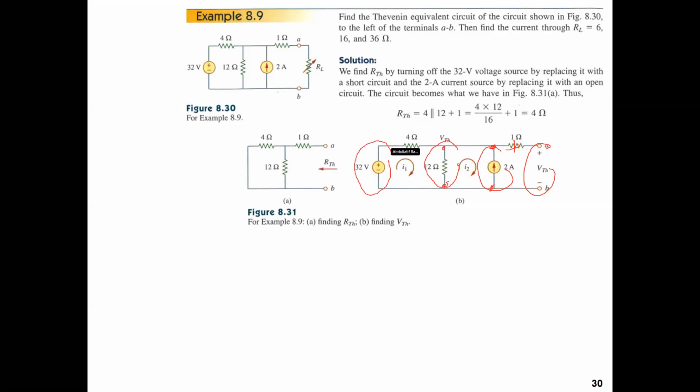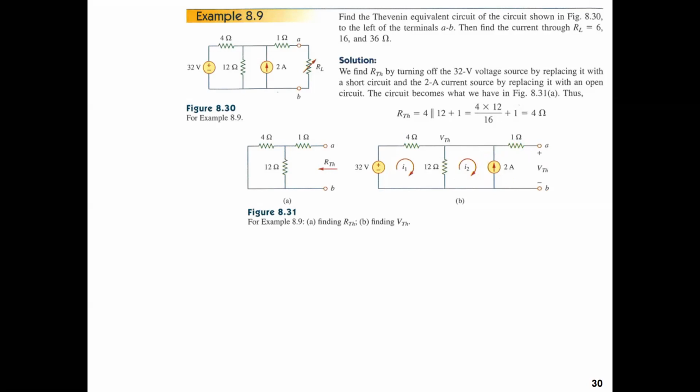Why? Because we have the 4 ohm resistor. So this node here becomes like one node, because again, the 1 ohm resistor has no effect. But if it has effect, you cannot call this the whole node. Yeah, this is one node, but this will be a different node if it's not an open circuit.